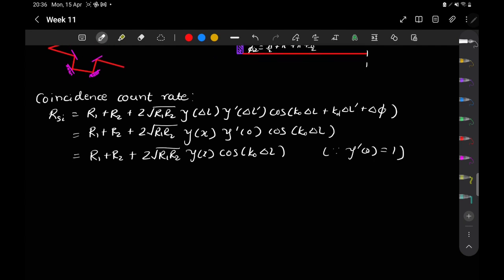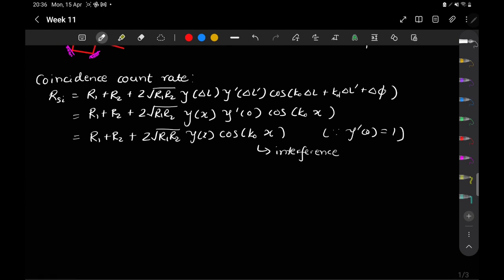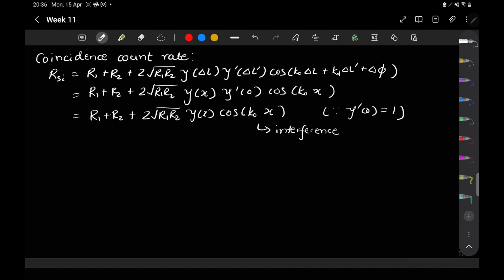Sorry, delta L is x. And this basically is the interference term. You will see fringes based on this cosine term, cos k naught x.